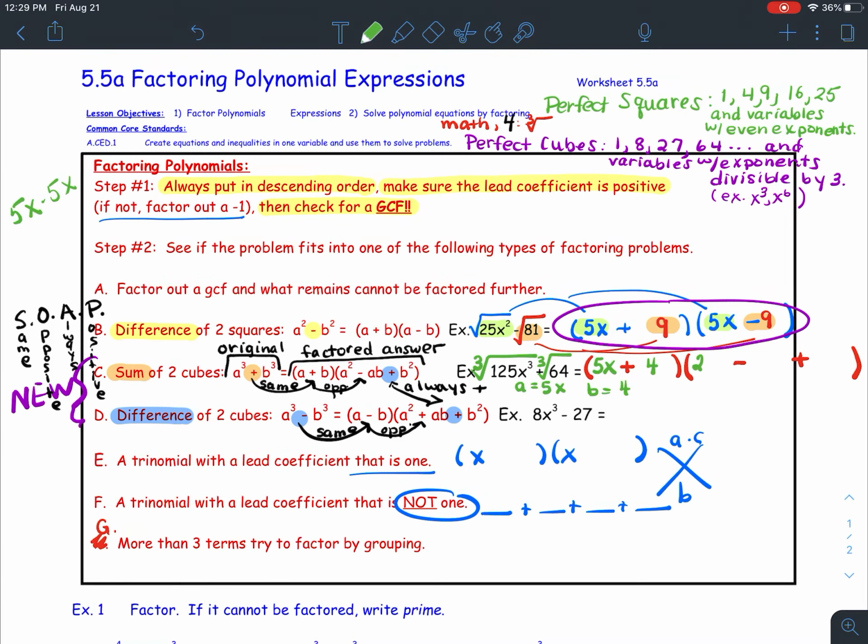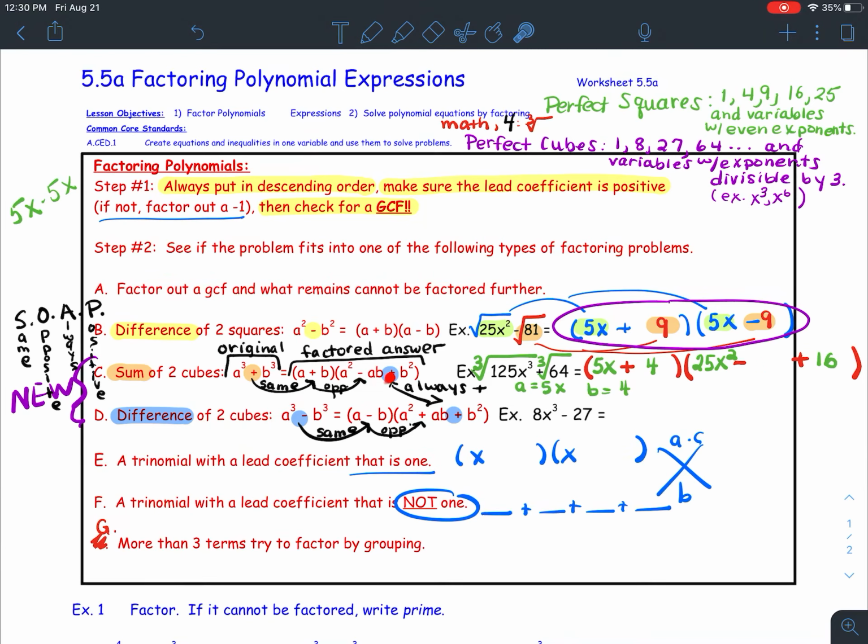5x squared means a 5x times a 5x. You need to make sure you also square the 5. Technically, this should be a 25x squared here. Okay, now I'm going to move all the way to the back. Now I'm going to take that B value, which was a 4. I'm going to square it. That means I'll have a 16 here.